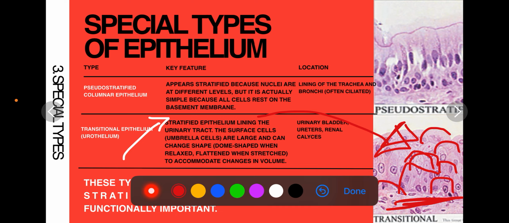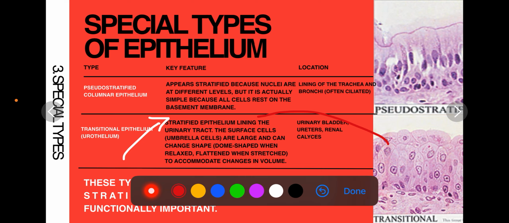Well, so it lines the urinary tract. That is why it is called urothelium. Okay, and the surface cells are called umbrella cells. Surface cells, I'm going to point here. Those are called umbrella cells. Well, and they are large and they change shape. Remember your bladder when it's empty, when it's full.